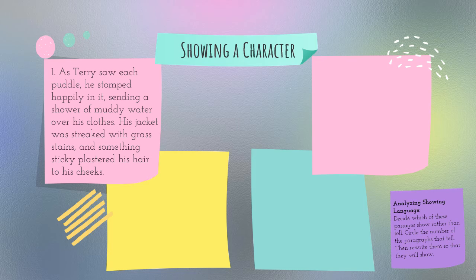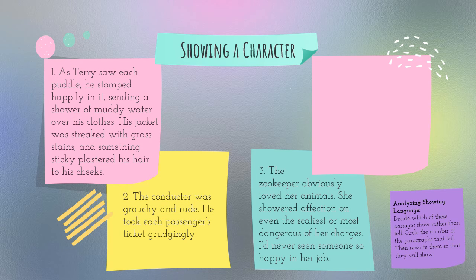As Terry saw each puddle, he stomped happily in it, sending a shower of muddy water over his clothes. His jacket was streaked with grass stains, and something sticky plastered his hair to his cheeks. Okay, I want you to think about that. Number 2. The conductor was grouchy and rude. He took each passenger's ticket grudgingly. Number 3. The zookeeper obviously loved her animals. She showered affection on even the scaliest or most dangerous of her charges. I'd never seen someone so happy in her job.